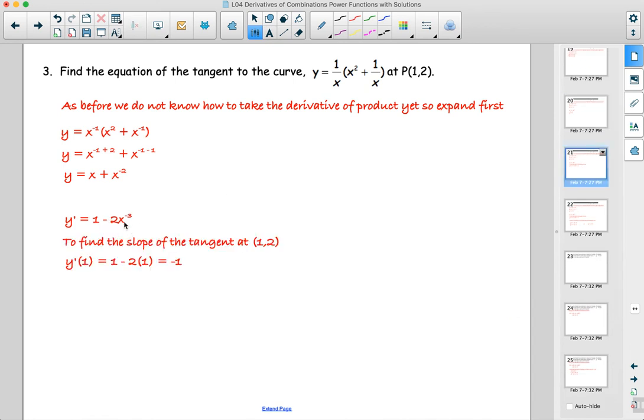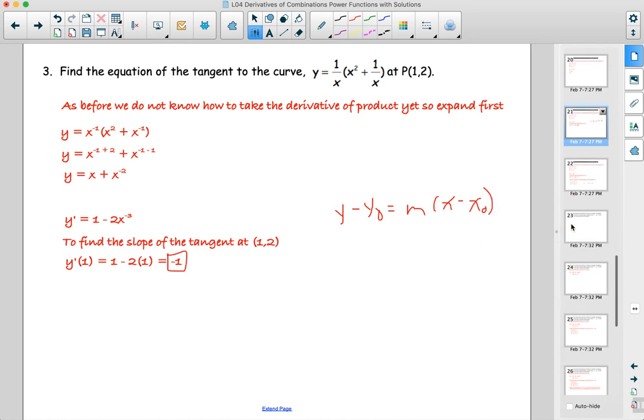All right, so the derivative is 1 minus 2x to the negative 3. I want to find the slope of the tangent at (1, 2). I will now plug a 1 into here. 1 minus 2 times 1 to any exponent is 1, and 1 minus 2 is negative 1. So I now have the slope of the tangent. And then as a reminder, we are always going to be plugging into this point-slope form equation, y minus y naught equals m times x minus x naught. It's the fastest way to do it. And I will show you that on the next slide.